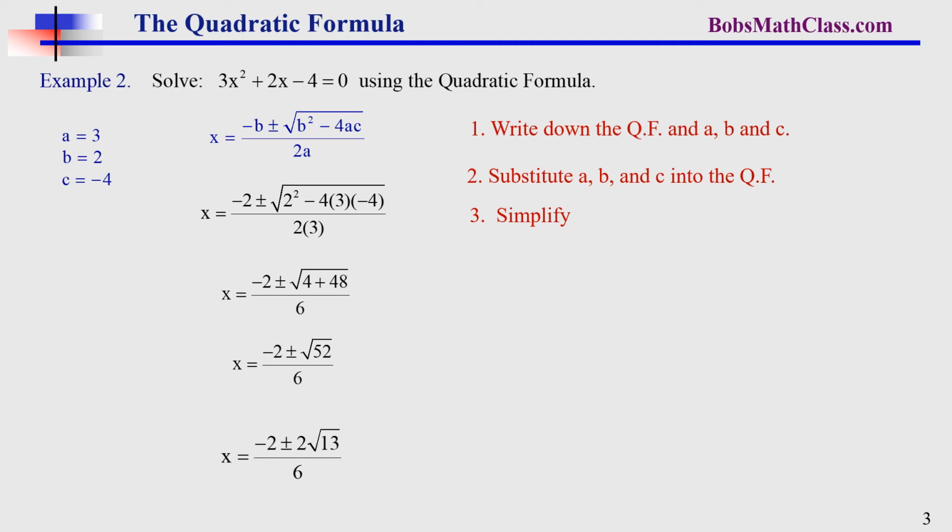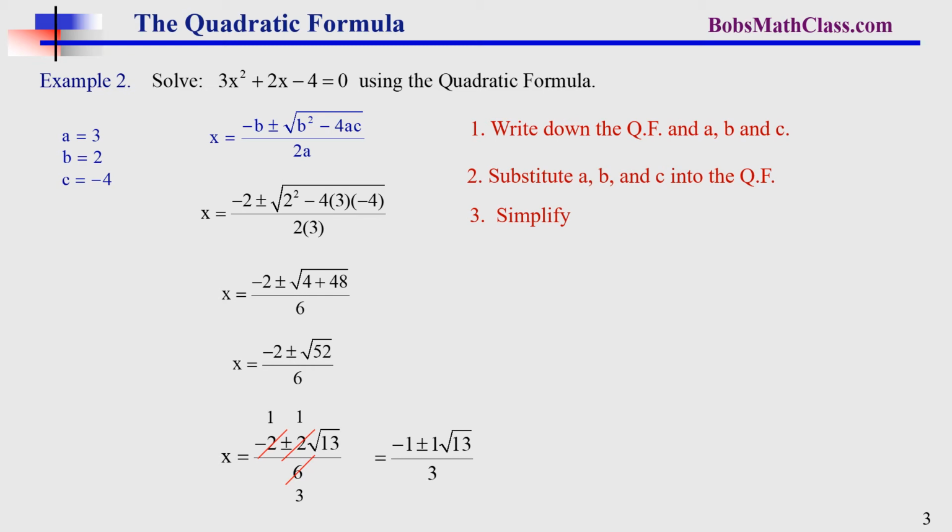Here's that shortcut. We can reduce because there's a number that goes into all three numbers, not including the 13 because the 13 is in a radical. So what number goes into 2, 2, and 6? Right, 2. 2 goes into the first 2 once, 2 goes in the second 2 once, and then 2 goes into 6 3 times. So that gives us negative 1 plus and minus 1 square root 13 all over 3.